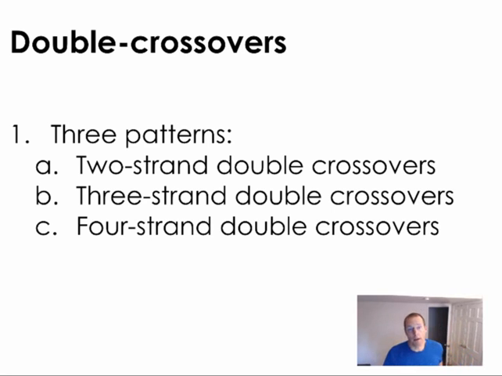Okay, so we can now look at our double crossovers in a little bit more detail. Now, there are three ways we can do double crossovers, and so this gets a little bit fussy. We can do two-strand double crossovers, and that will only produce parental gametes. We can do three-strand double crossovers, and you'll see that that will produce 50% parental and 50% recombinant. And then if you do four-strand double crossovers, everything will be recombinant gametes.